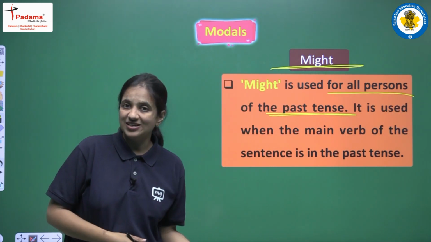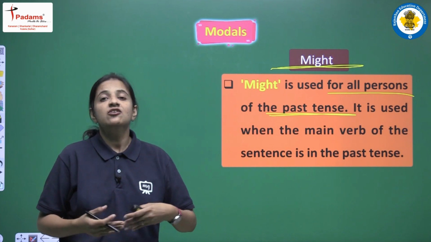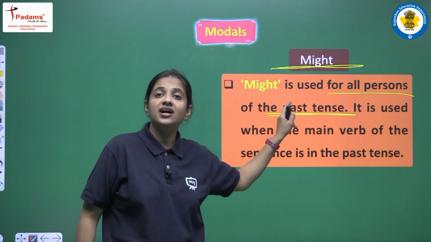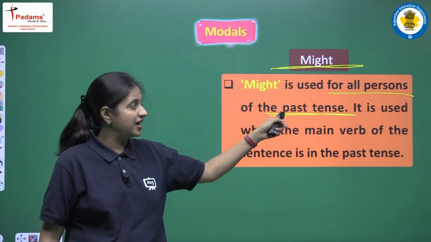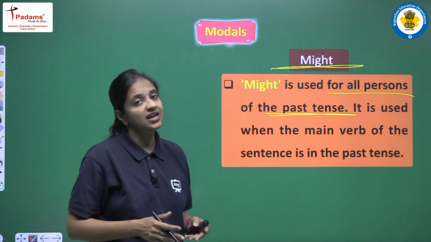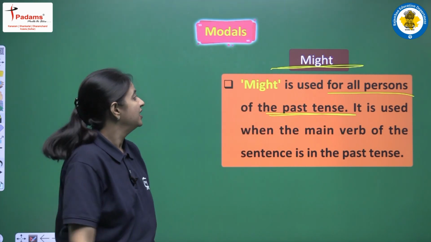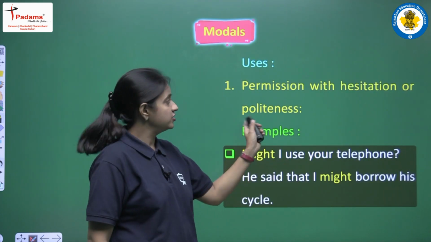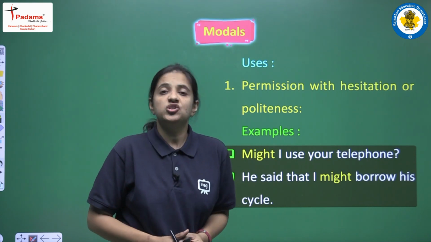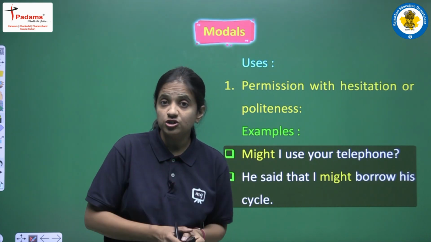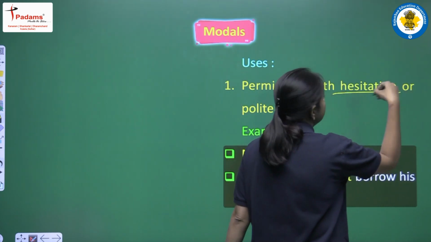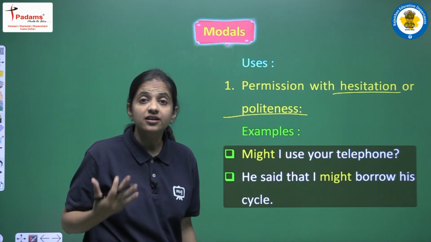It is used for singular subject also, for plural subject also, for all the persons, for all the subject might is used, but only and only in the past time, only and only in the past tense, and it is used when the main verb of the sentence is in the past tense. Clear? Next, see the uses of might. First use, permission with hesitation or politeness. So yes, might, it is also used to show the permission, but that permission is full of hesitation, that permission is full of politeness. So how?